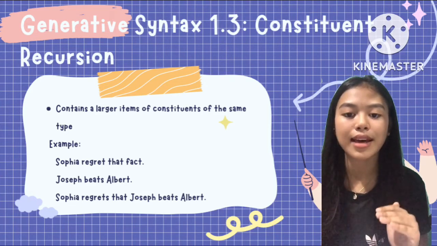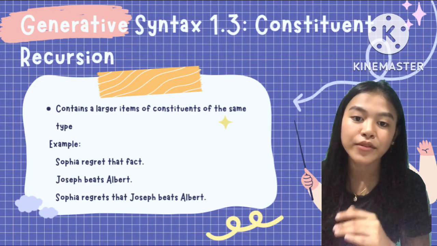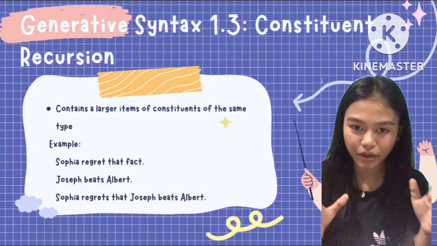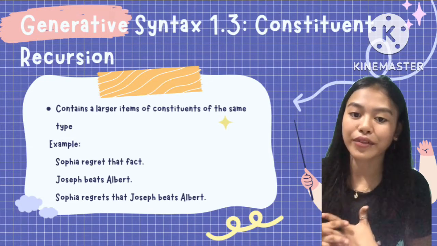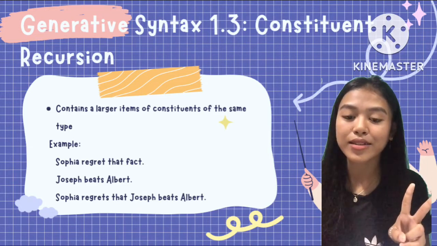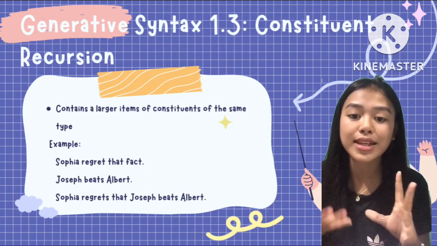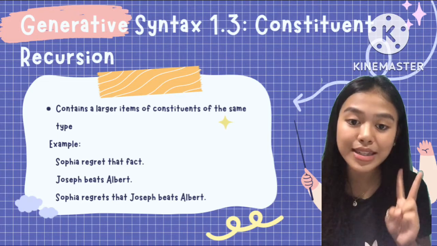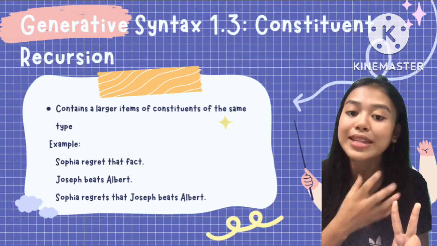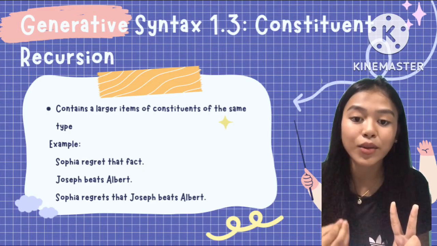Sophia regrets that Joseph beats Albert. It is linked with the function word that to complete the constituent recursion. And that is how constituent recursion comes from two sentences or more. It can also be more, but this example only consists of two sentences. So from two sentences of the same type, you can really create constituent recursion.